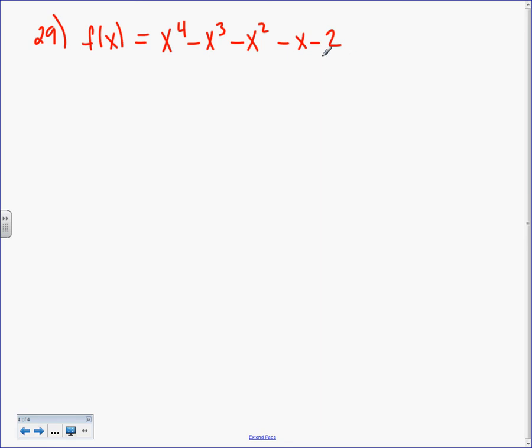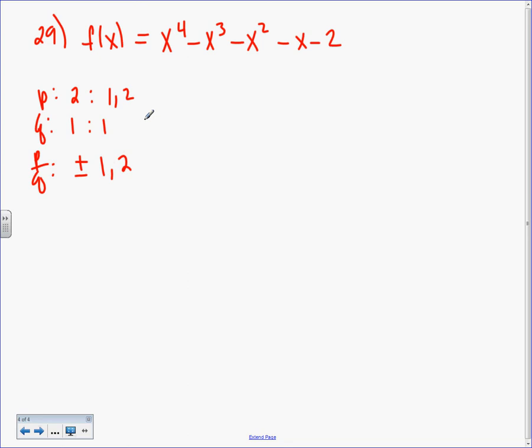So we have to do our p over q. So what's p? It's going to be 2, right? And what's q? It's going to be 1. So factors of 2 are 1 and 2. Factors of 1 are 1. So p over q is going to be plus or minus 1 over 1 and 2 over 1. And that's it, right? So that's kind of nice to know.